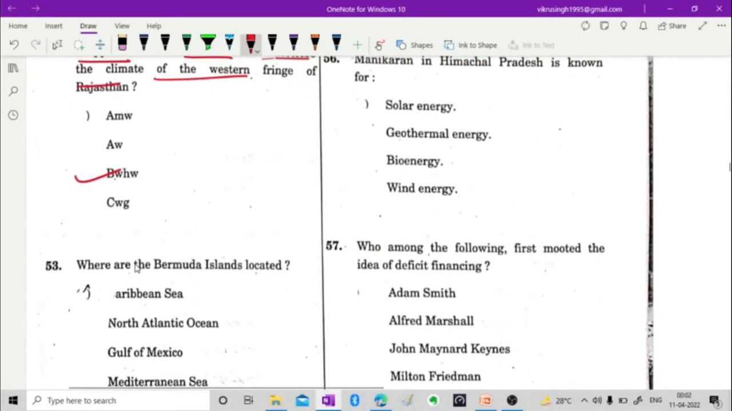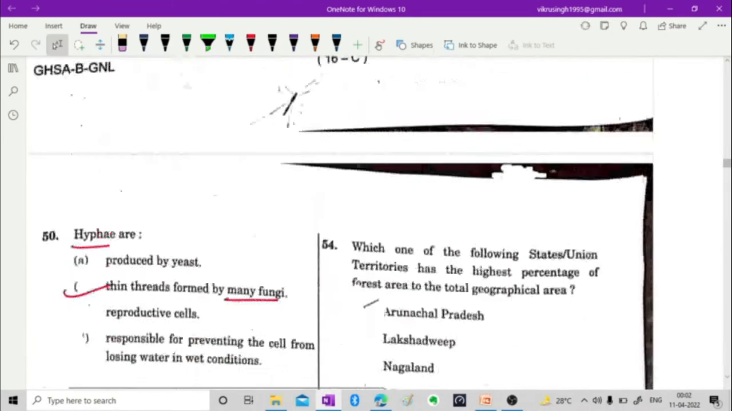Where are the Bermuda Islands located? The Bermuda Islands are located in the North Atlantic Ocean. Option number B is correct.